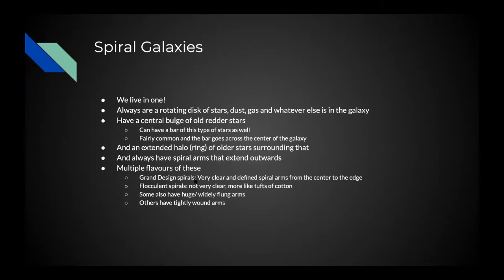Grand design spirals, which are pretty clear and very well defined from the very center to the very edge of the galaxy. Flocculant, that's how it's pronounced. Flocculant. They're not too clear and they act more like cotton. So you know how whenever you have a wound, your parents always take a tuft of cotton with some Dettol and dab that over your wound. And then there are also some very big and wide arms, or there are also some very narrow and tightly wound arms, sort of like a spring.